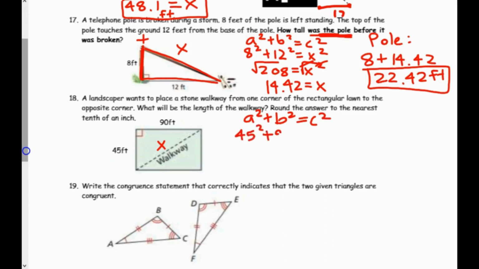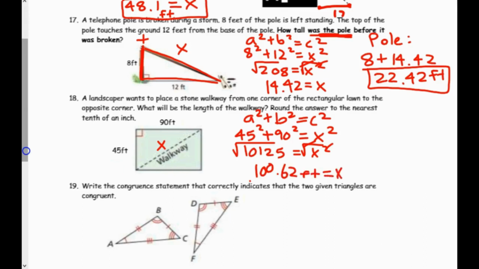45 squared plus 90 squared equals x squared. I go to my calculator, 45 squared plus 90 squared is 10125, and I need to find the square root of both sides. Square root of 10125, and I get 100.62 feet is my final answer.